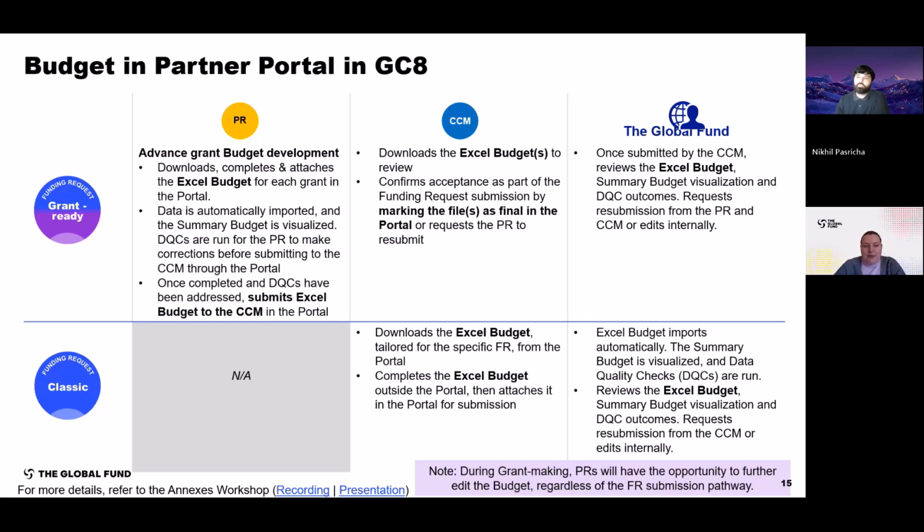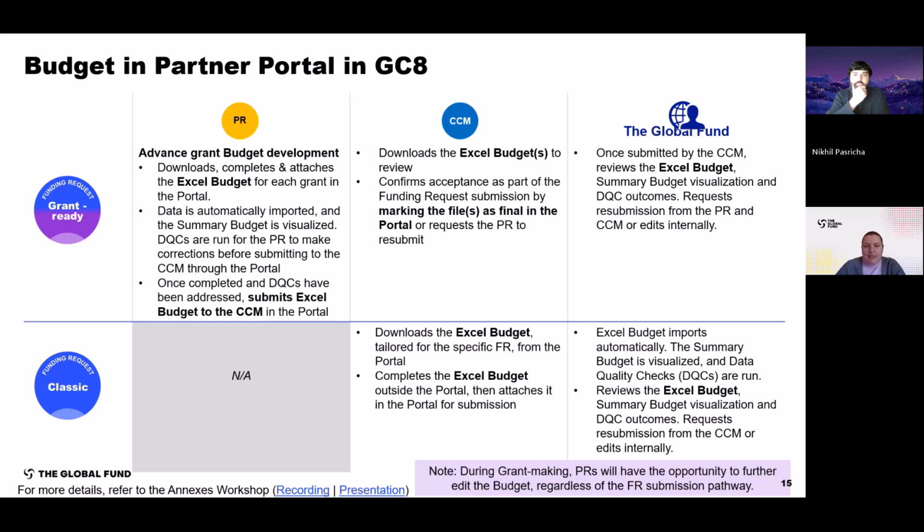Now, when it comes to the grant-ready submission pathway, the process here is equally similar for the principal recipient. So the principal recipient will have access to their budget in the form of Excel the moment that the forms have been shared with the principal recipient. The principal recipient will download, complete, and attach the Excel budget for the respective grant in the portal. At that point in time, the information and the data that was captured in the budget will be automatically imported, and the summary budget will be visualized for the PRs to immediately see the result.